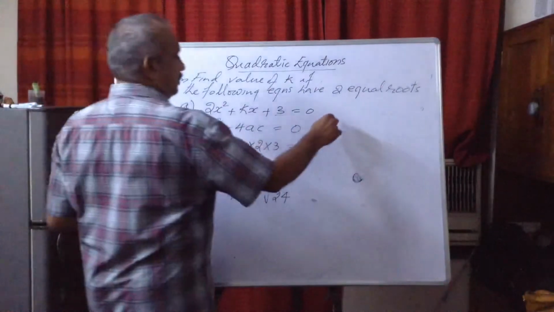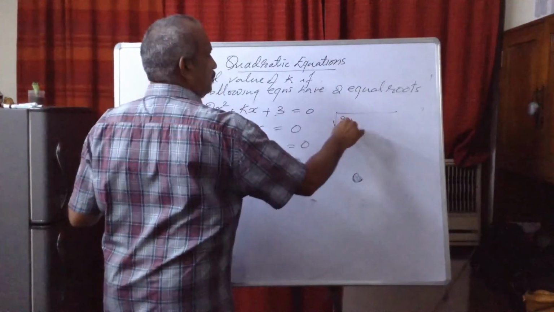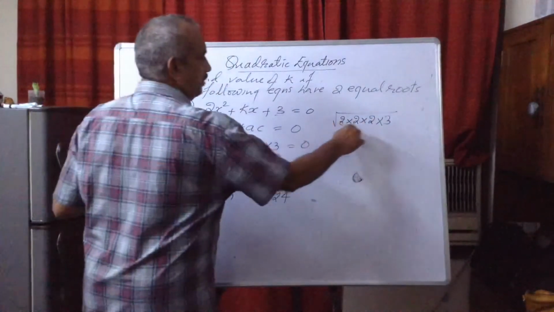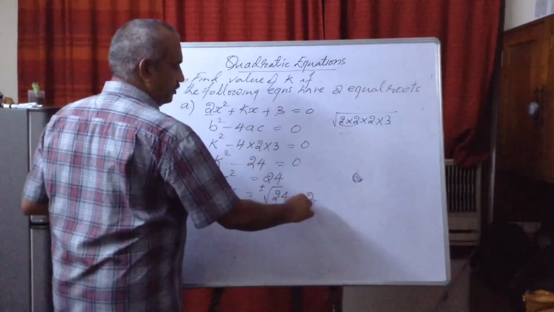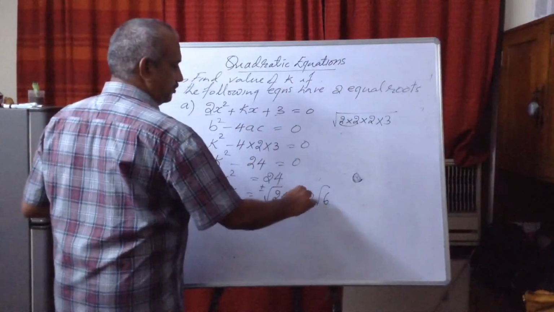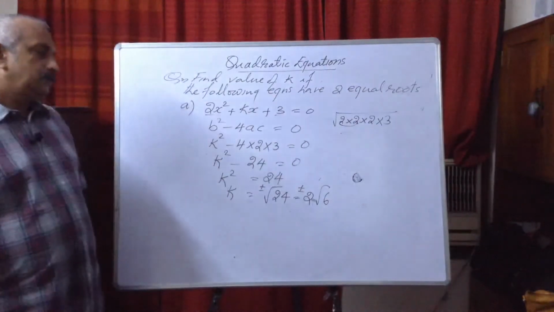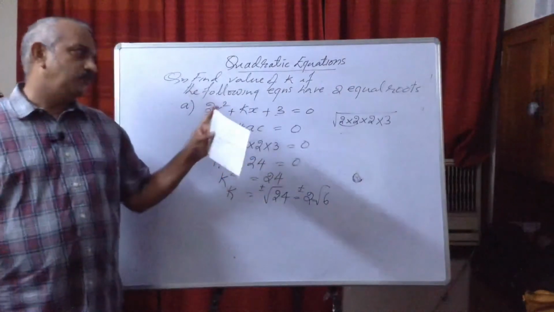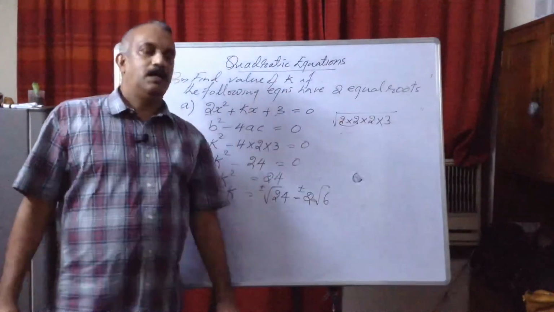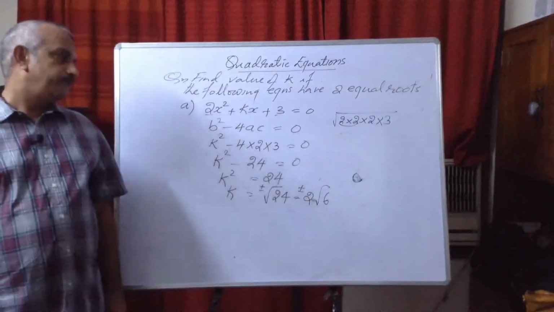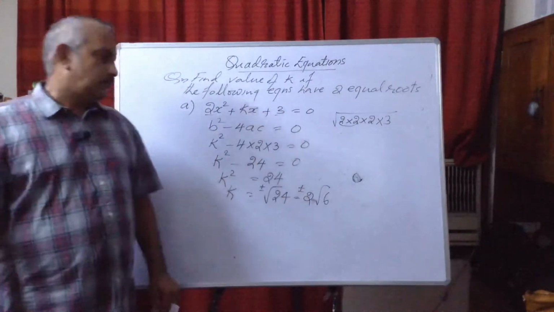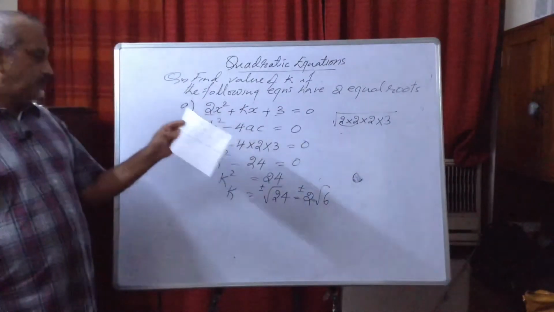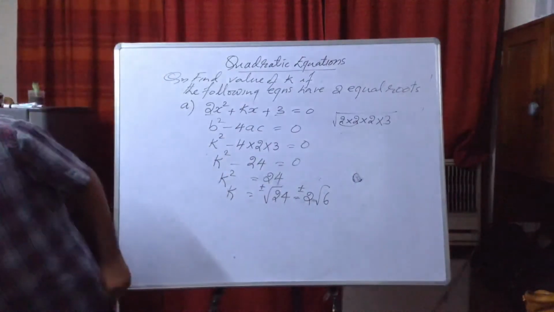Now see, root 24, 2 into 2 into 2 into 3. This is a factorization, one pair of 2's. So we can write 2 root 6, plus or minus. So the value of k is plus or minus 2 root 6. One pair of 2's will come out, so 2 will be outside, and 2 and 3 are left, so 6 is left inside the root sign. So k is equal to plus or minus 2 root 6. This is the answer. Now one more part is there. Last one more question.